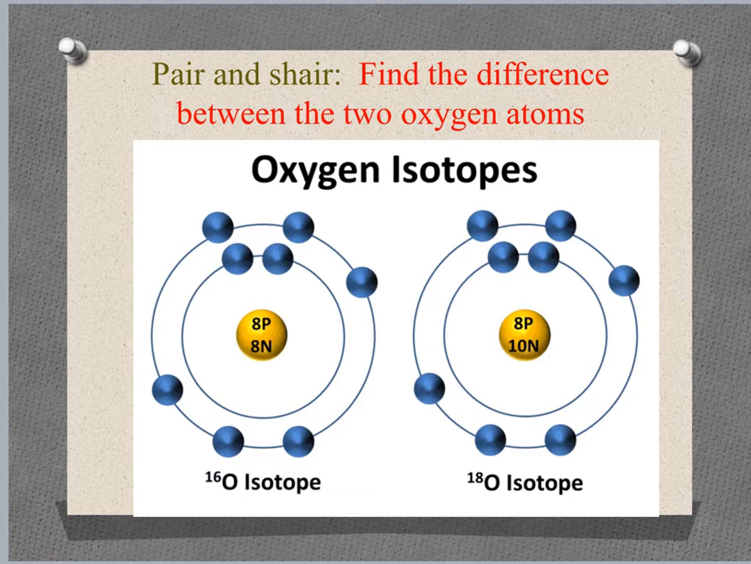Now, if you notice, these are oxygen atoms. You have the same number of electrons, and you have the same number of protons. Remember that proton gives your atom its identity.